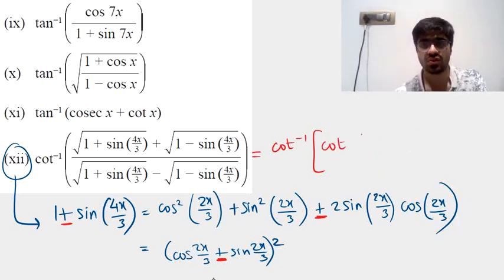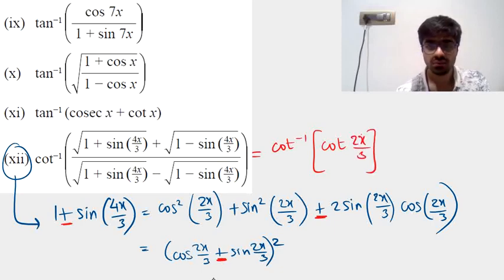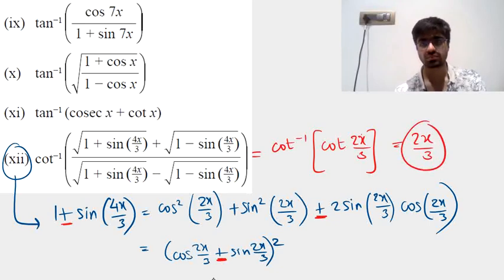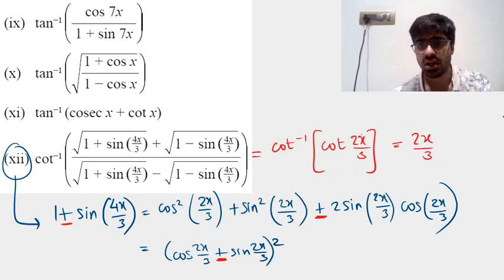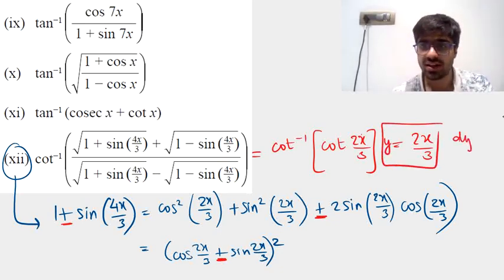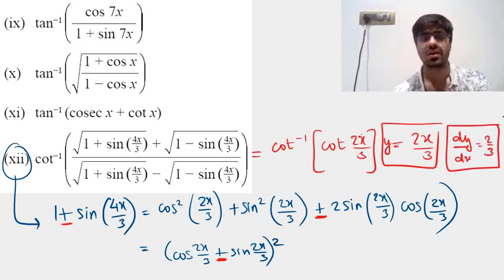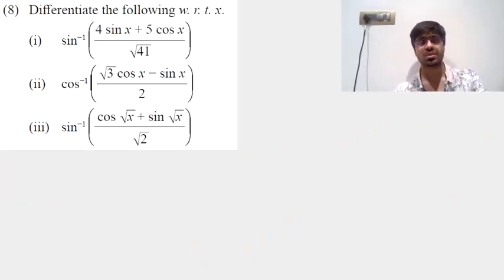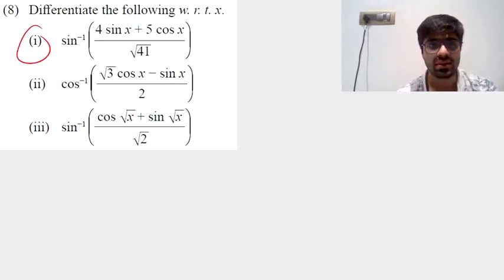So we have cot inverse of cot 2x by 3. So cot inverse of cot gets cancelled, and this is 2x by 3. So if this is the expression for y, then dy by dx is going to be equal to 2 by 3. Yeah, that's how we are answering the 12th question, and with that we go ahead with the 8th first question.